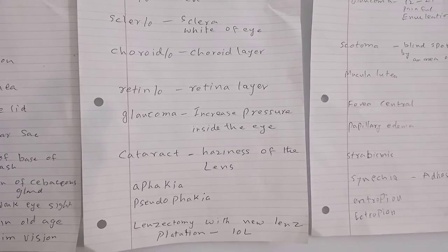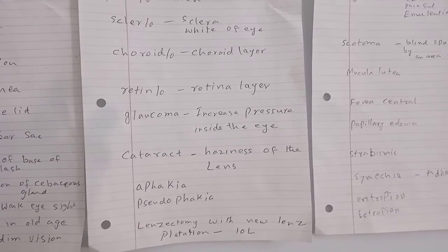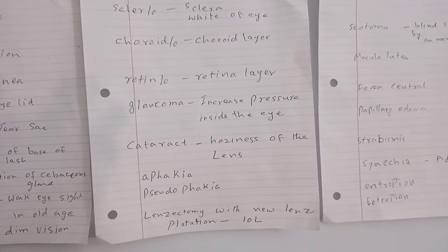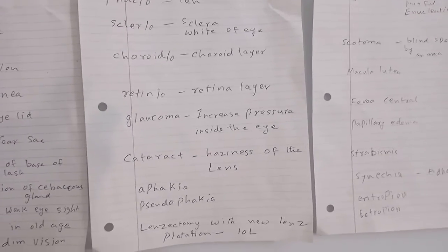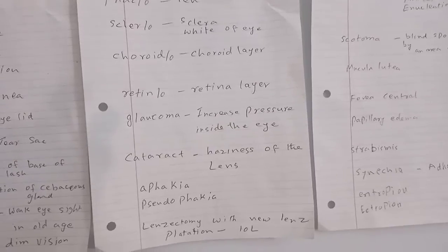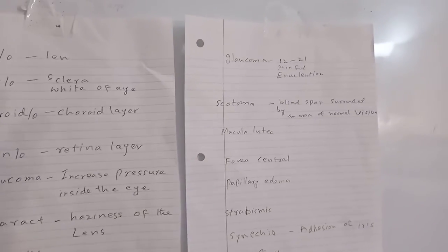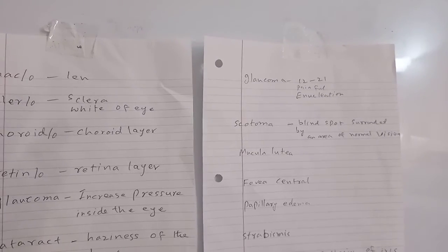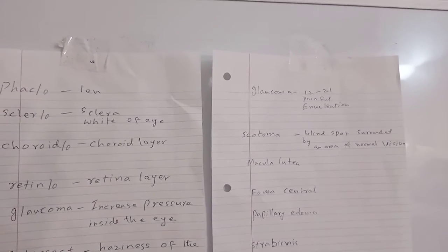Next word is lensectomy with new lens implant, IOL. This new lens that we implant is known as intraocular lens, IOL. Next word is glaucoma, which we already discussed.